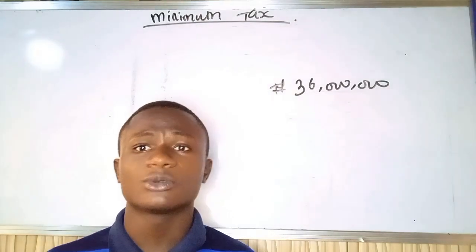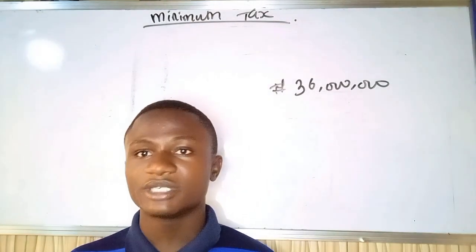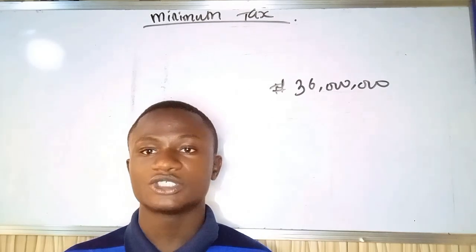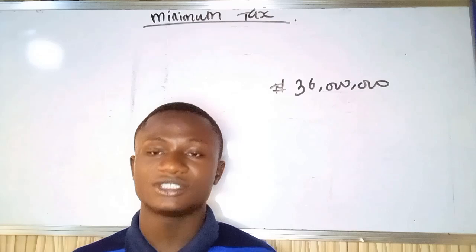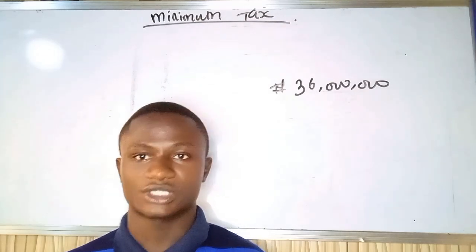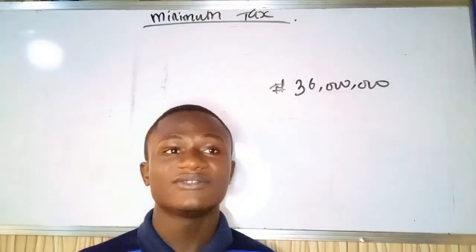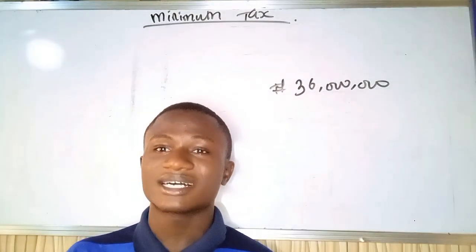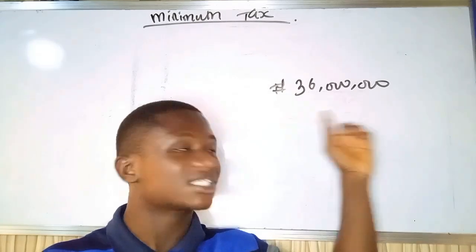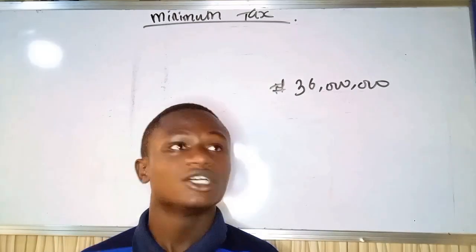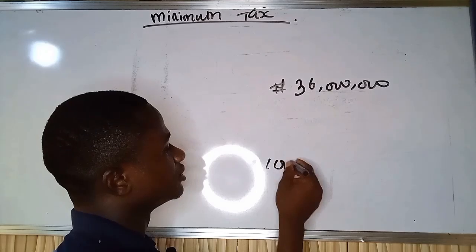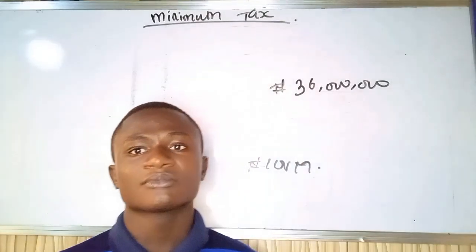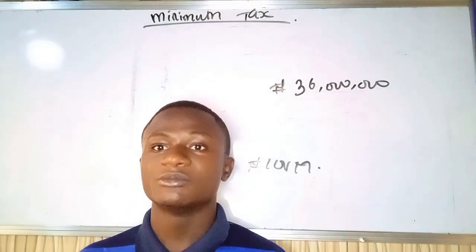And that is number one. Number two is that in a situation where a company makes a loss, tax is always on the profit of a company, so in the situation where the company records a loss, they are going to pay their minimum tax. That means that if for a particular year your company did not make profit at all, you are still going to pay tax, but that tax is your minimum tax, not your normal tax. Your normal tax might be around 100 million naira, but your minimum tax might just be around 36 million naira. So this is the major reason why we compute minimum tax.